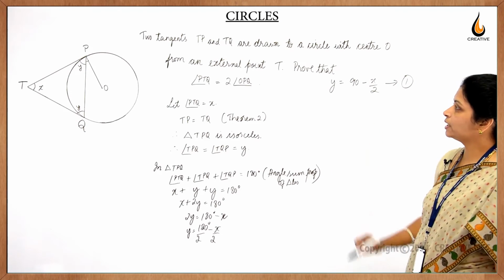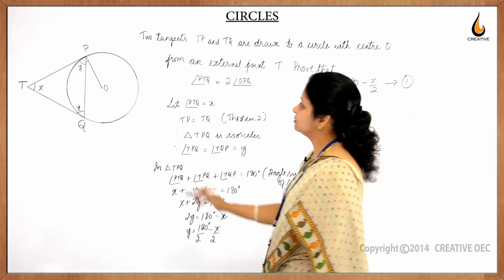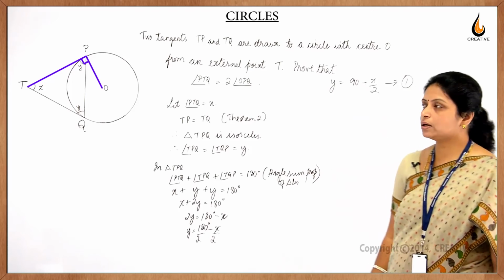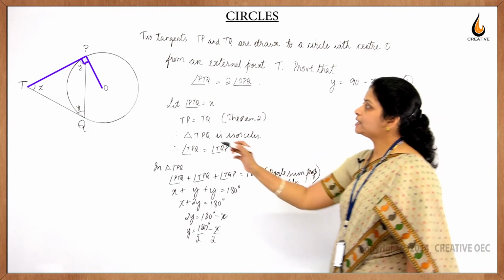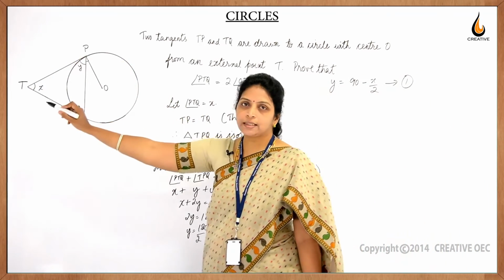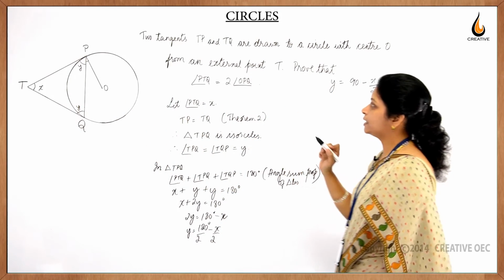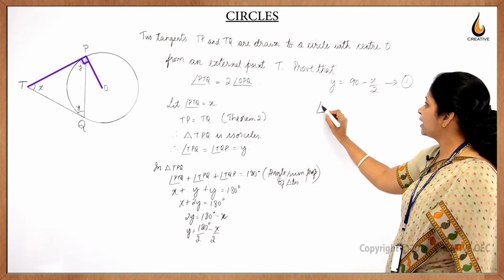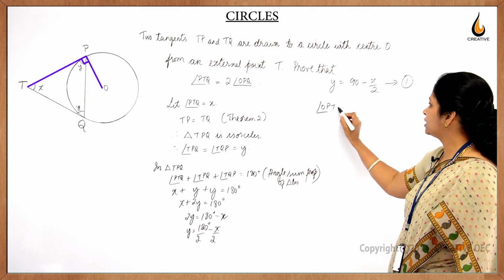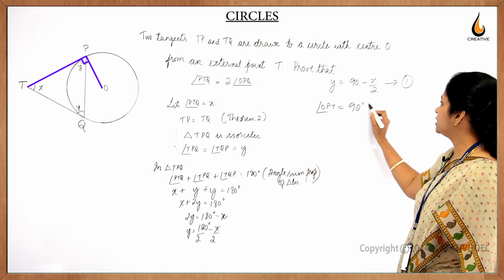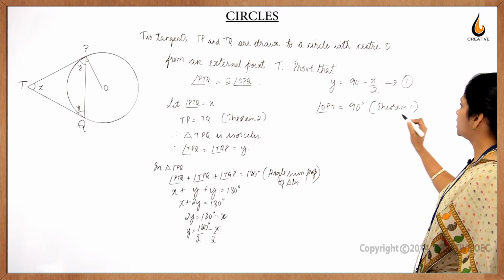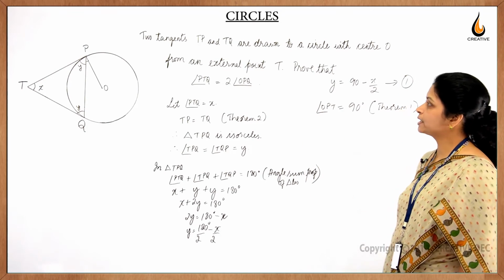Now, next we will consider this angle OPT. What will be the angle OPT? According to theorem number 1, it is the angle between the radius and the tangent. Angle between the radius and the tangent will always be 90 degrees. Angle OPT is equal to 90 degrees. This is from theorem 1. According to theorem 1, angle OPT is 90 degrees.